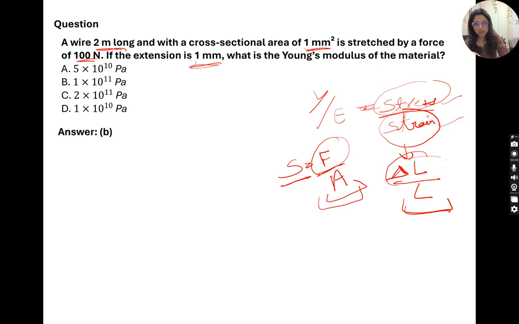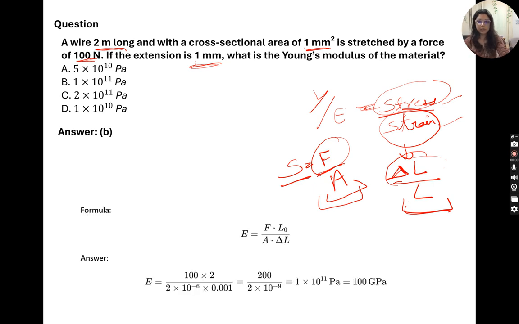If we look at the answer, it says B, which is 10 raised to power 11 Pascal, which we calculate with the help of this formula. This is a modified formula: the stress we denote by force per unit area, and the strain we denote by delta L by L. So we simply put in the values of F, which is 100, the original length, which is 2 meter, the area, which is 1 millimeter square, and the delta L, which is 1 millimeter.